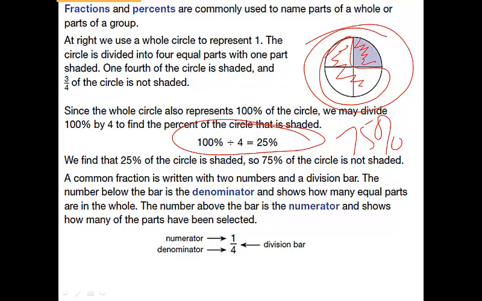A common fraction is written with 2 numbers and a division bar. This is what represents the shaded portion in our picture above. 1/4 of the whole is shaded. The top number is the numerator. The bottom number is always the denominator.